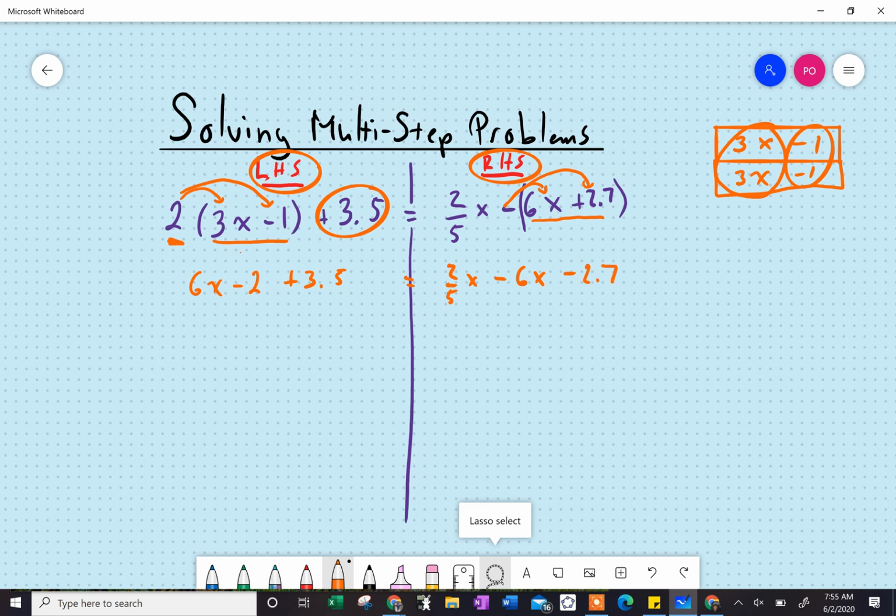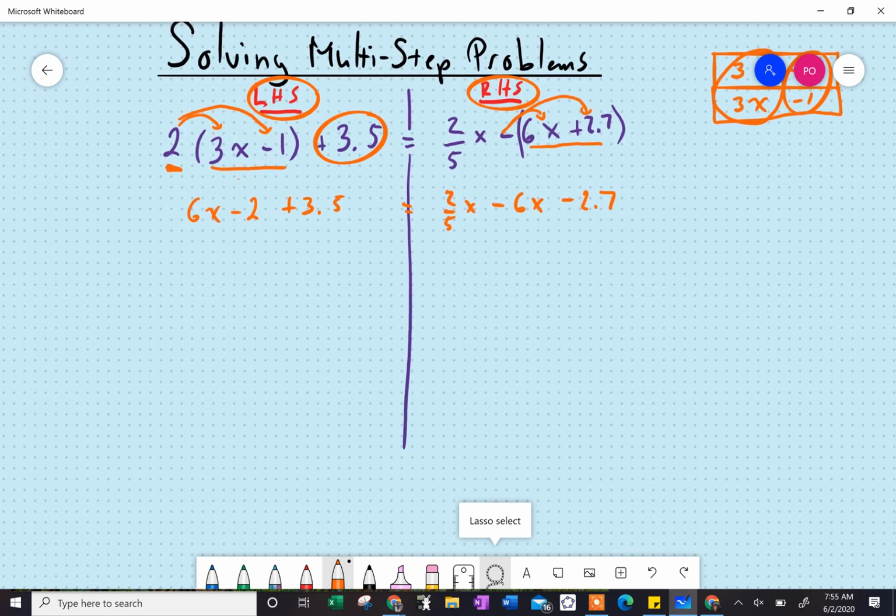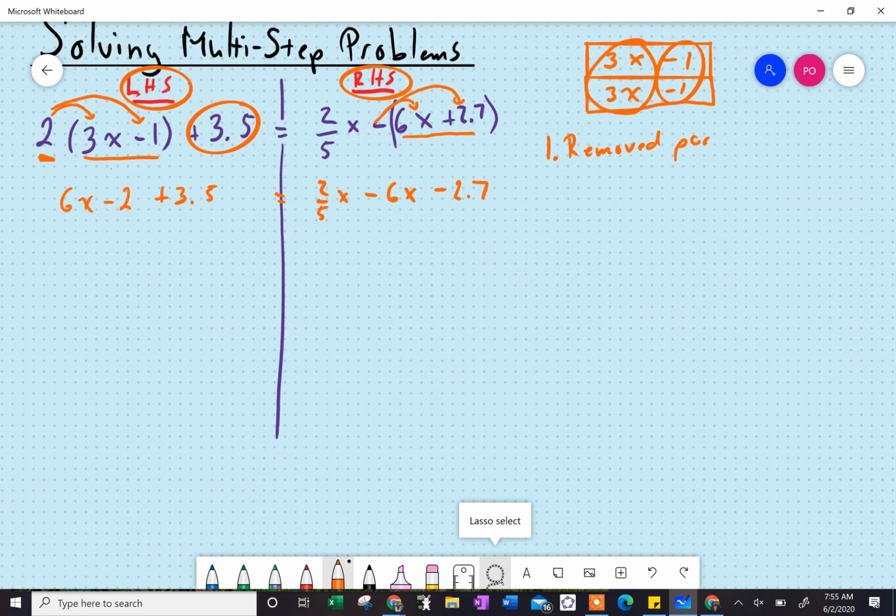All right? Now, that was step 1. So what was the very first thing I did? I removed my parentheses using the distributive property.